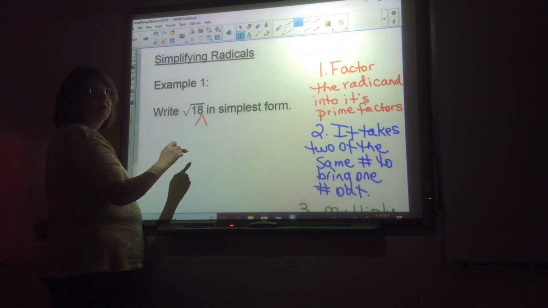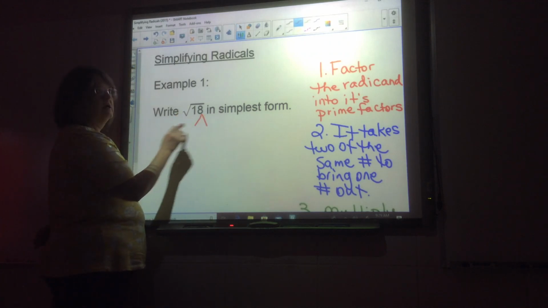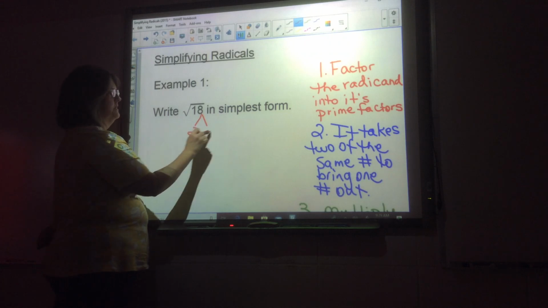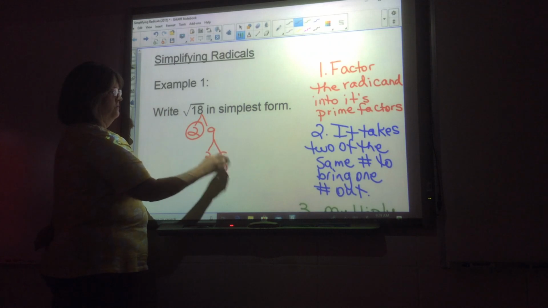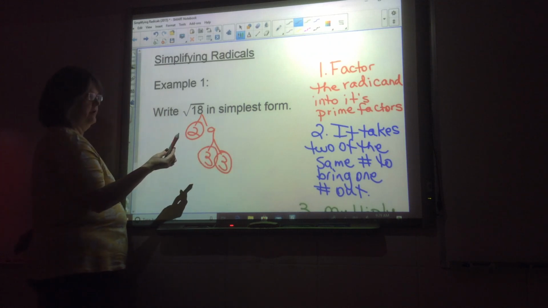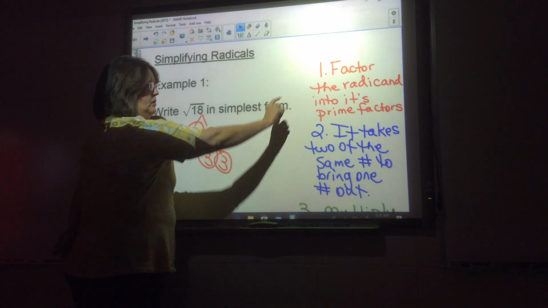It doesn't matter where you start. You can start with 2 times 9 or 3 times 6. It doesn't matter. When you factor it down, it will still be in its prime factors. Okay, now, I've done step 1.